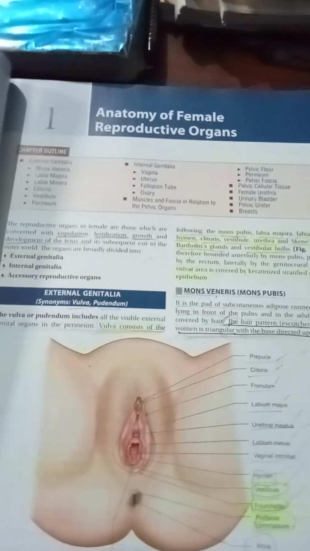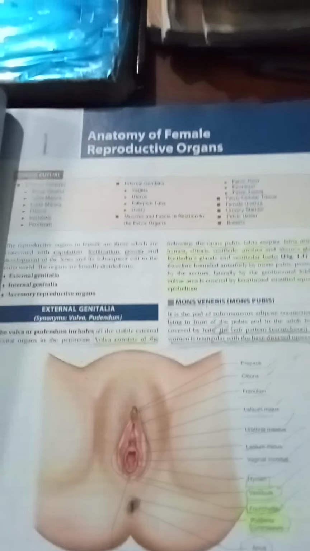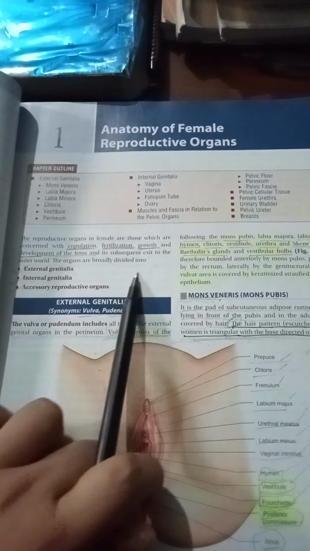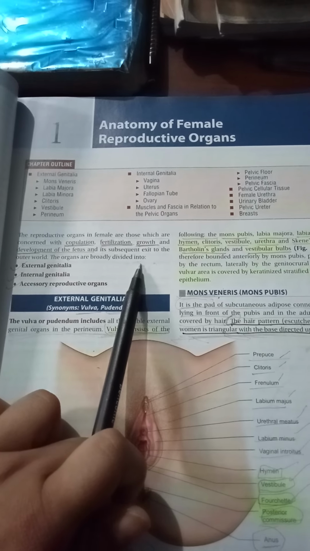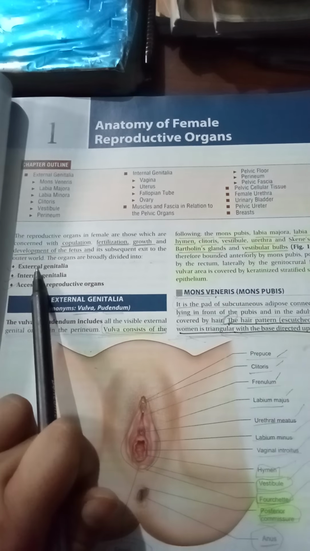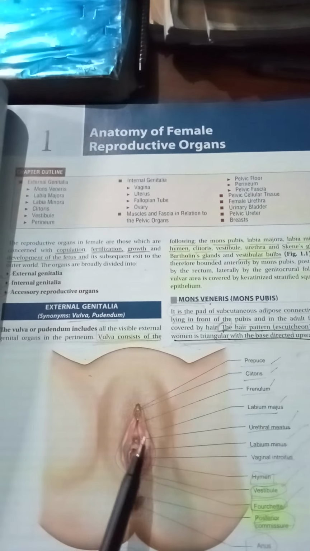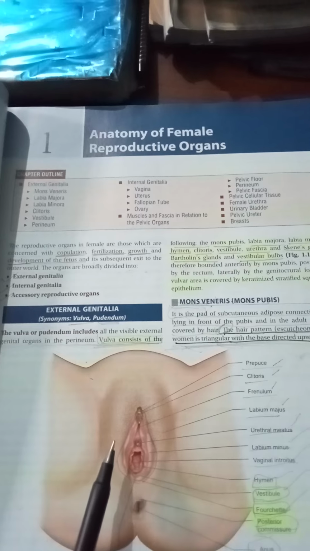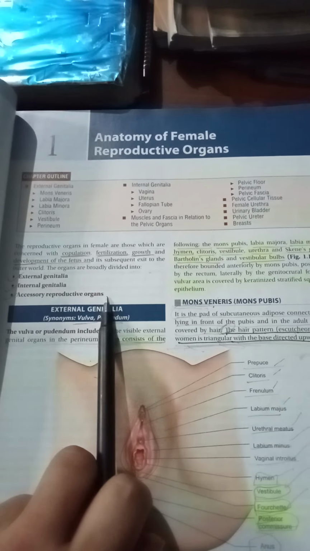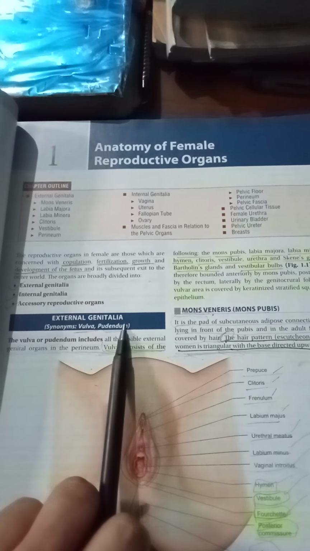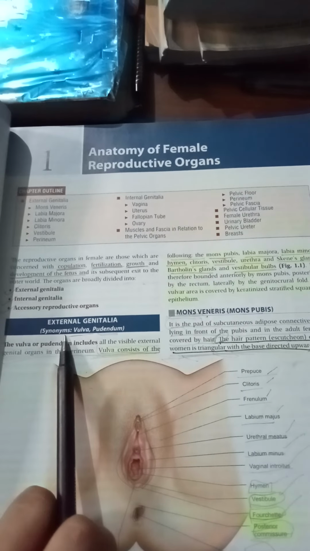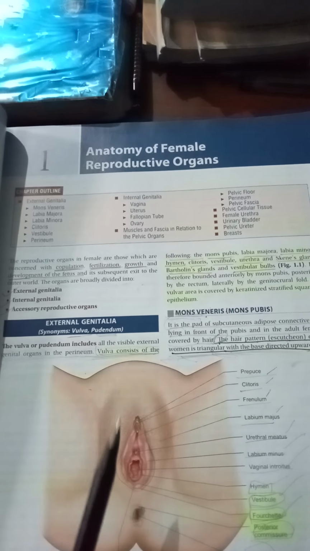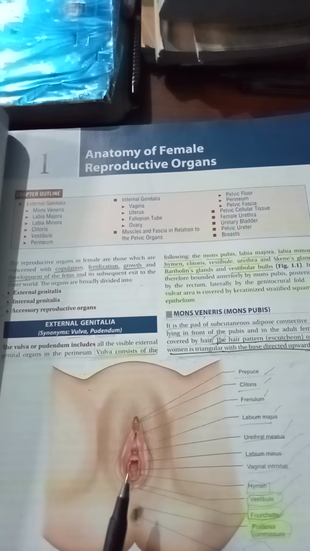anatomy of female genitalia. The organs are broadly divided into external genitalia, this is the external genitalia, and internal genitalia and accessory reproductive organs. The external genitalia includes vulva and pudendum. Vulva and pudendum.